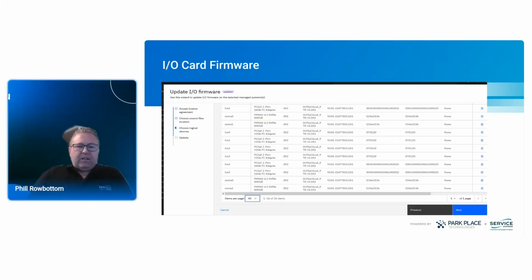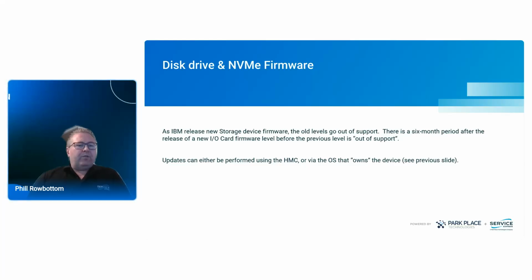But if we had another machine where there were updates available, it would have the actions that can be taken against each particular device for the firmware and whether they're disruptive or not. So this also will cover NVMe devices that are in the machine as well. Which brings me to my next one. Same thing with disk device and NVMe firmware. Same thing, 6 months after a new firmware release, the old one goes out of support by IBM.